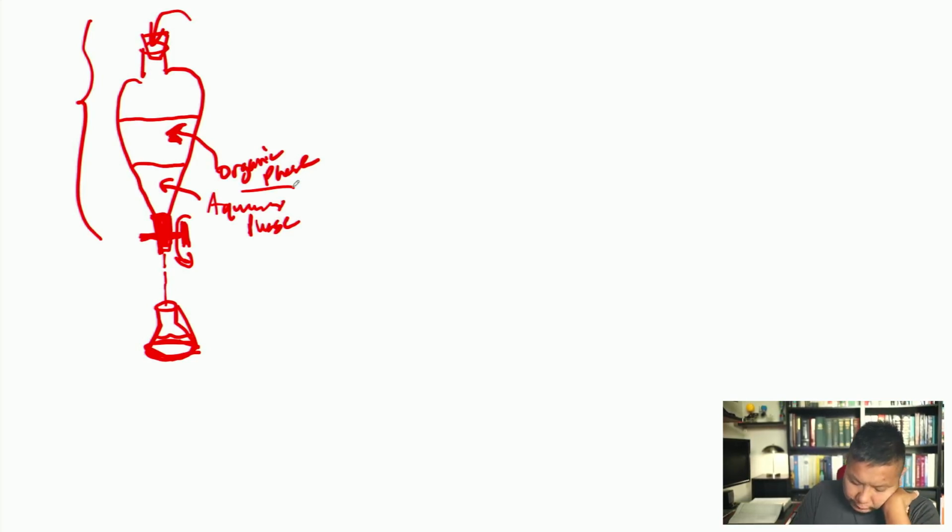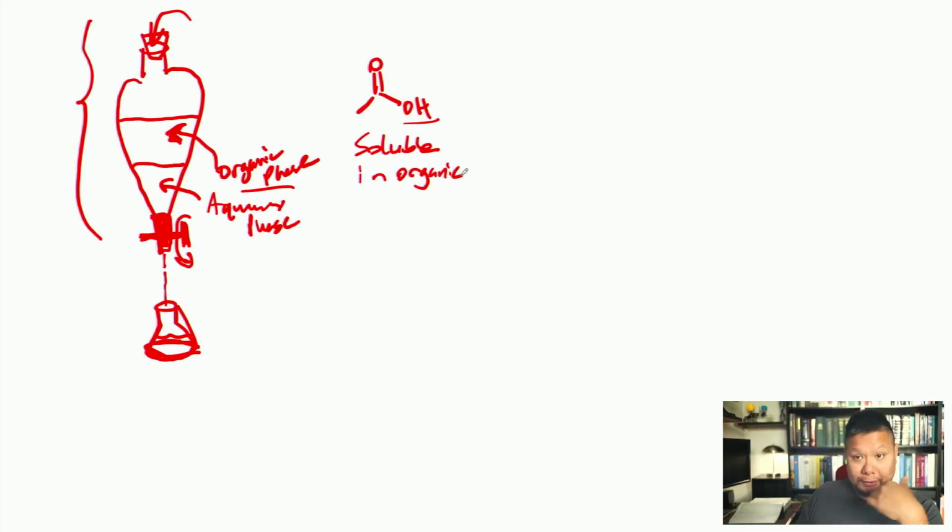So imagine then that your product is something like this, a carboxylic acid. Right now it's protonated, so it's neutrally charged. It has no charge on it. And because it's like that, you know that your product here is soluble in organic. It's soluble in the organic layer, or in the organic solvents.